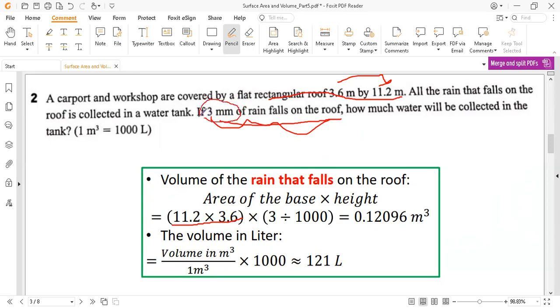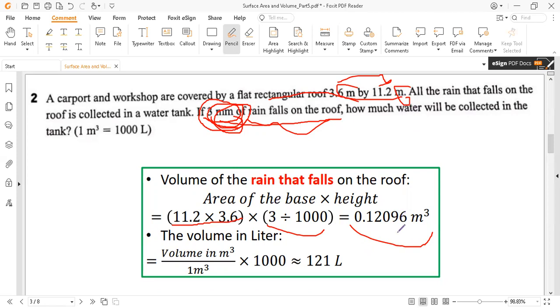keep in mind that we should use the same measurement. We have here millimeter and we have here meter. So we have different measurement units, and it is very faulty to use them directly without any conversion. So we should convert 3 millimeter to meter, and it is easily divided by 1,000 to obtain the correct volume in meter cube.